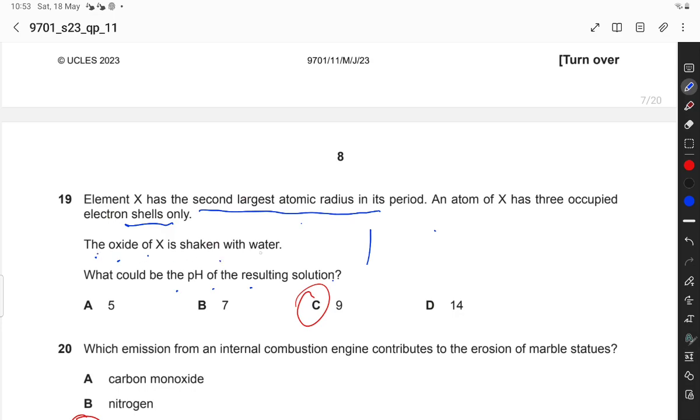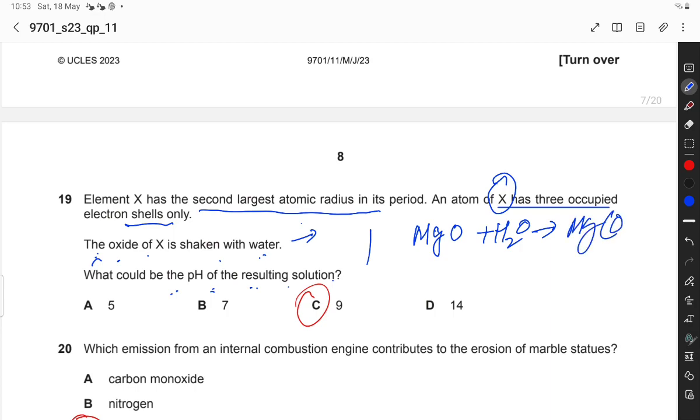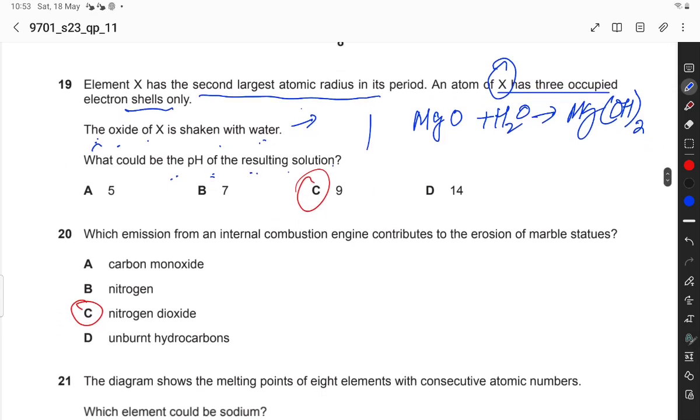When the oxide of X is shaken with water, the solution will be alkaline. So what could be the pH of the resulting solution? X has 3 occupied shells, so element X is present in the third period, so this could be magnesium. Magnesium oxide is slightly soluble in water when shaken, and its pH would be 9. So that's why option C is correct.